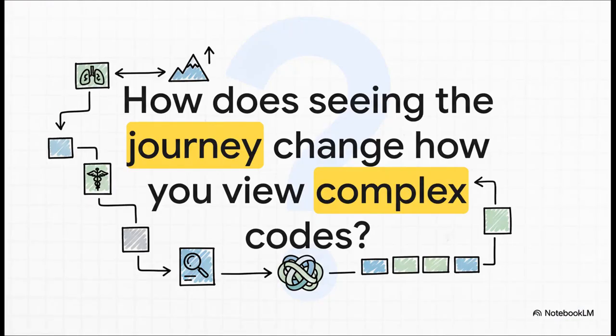And there you have it, the three-stage journey of coding a lung transplant. So I'll leave you with a question to think about. Now that you see how breaking a procedure down into a story, a narrative, makes it all so logical, how might that change the way you approach other complex procedure codes in the future?